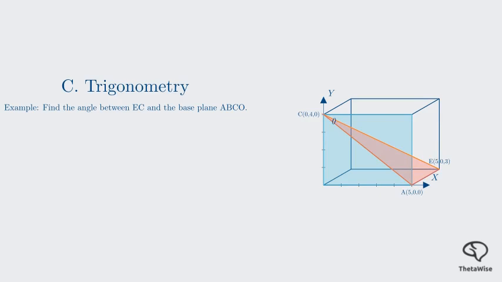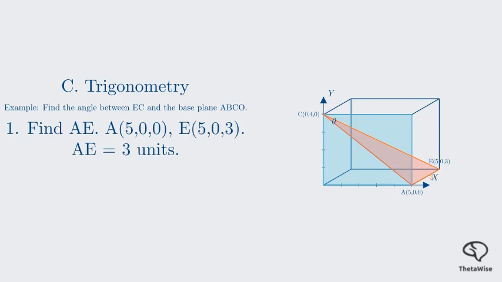To use trigonometry in this triangle, we need the lengths of at least 2 of its sides. First, side AE. A is at (5, 0, 0) and E is at (5, 0, 3). AE is a vertical line. Its length is the difference in z-coordinates, which is 3 units. Next, side AC. This is a diagonal on the base plane. We'll use the distance formula in 2D. AC squared is 5 squared plus 4 squared, which is 25 plus 16, or 41.